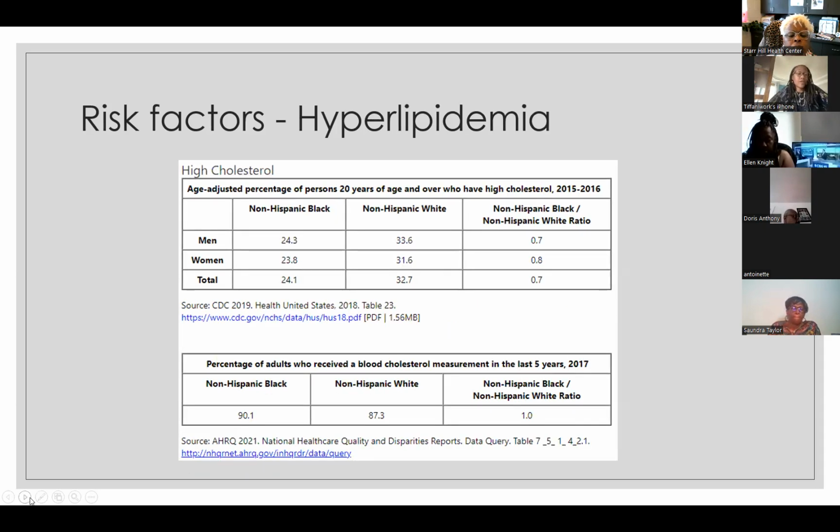The good news here is that high cholesterol, hyperlipidemia, is a risk factor. But if you look at the left column there, that's Black Americans versus white Americans over the age of 20. We actually have less high cholesterol. So that's one area where we're doing a little bit better.